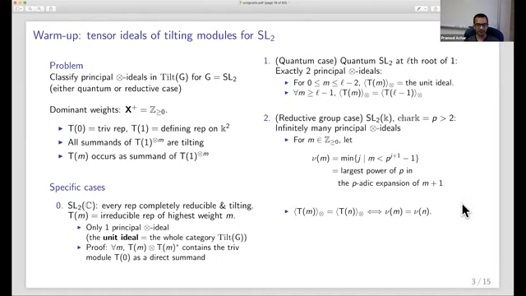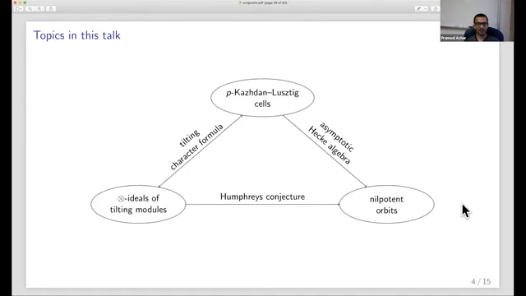So now let me tell you, the title of my talk had 3 topics in it. These are the topics: I had tensor ideals, p-Kazhdan-Lusztig cells, and I had nilpotent orbits.